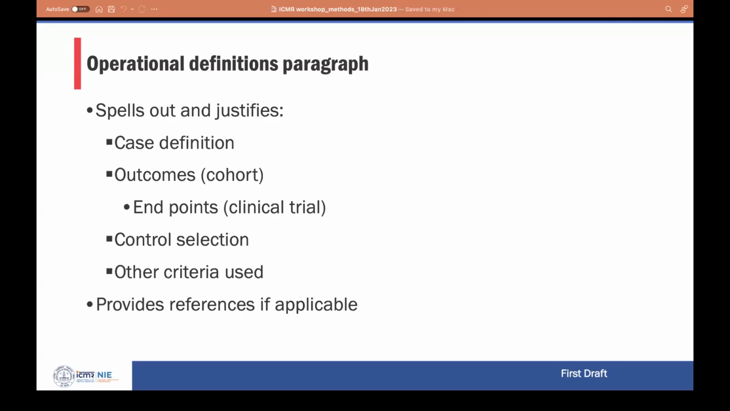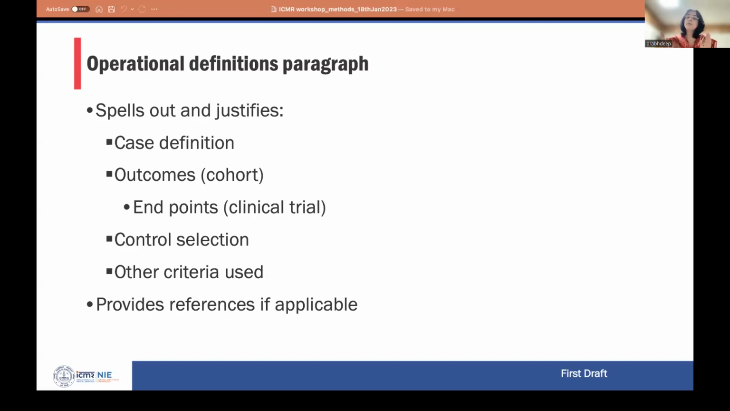Is it based on random sugar? Is it based on fasting sugar? Is it based on capillary? Is it based on venous sample? So you need to define that, whatever is your outcome variable. You also need to define your endpoint if it is a trial. For example, if you're doing a clinical trial on, let's say, diabetes, then what will you measure in the end? Are you looking at HbA1c? Are you looking at fasting sugar level? Are you looking at behavior change? So that becomes your endpoint.